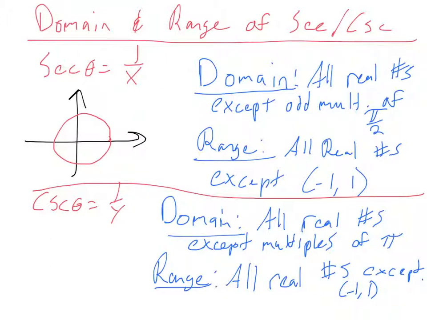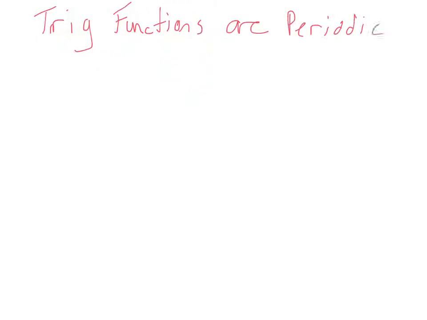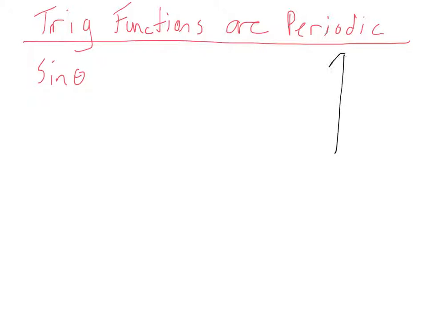So, one thing that is true about all of our trigonometric functions here is that they are periodic. Meaning they repeat. So the question is, what is the period of our trig functions? So for sine theta, right? I'm going to go back to the unit circle for the umpteenth time here because it's all based on the unit circle.